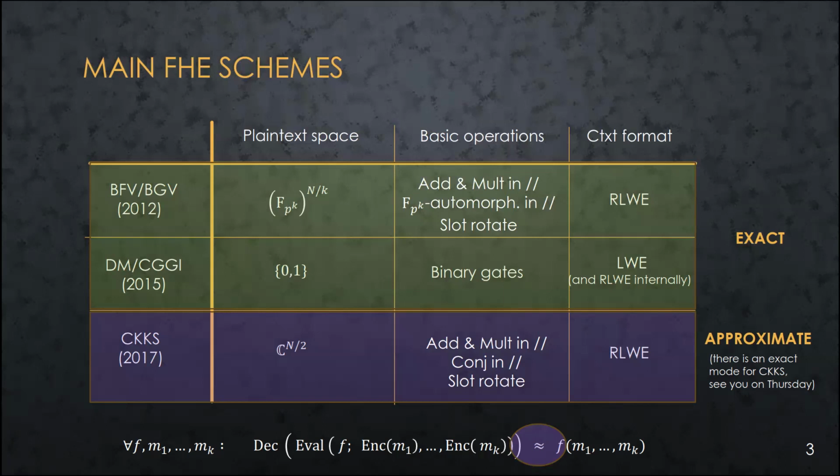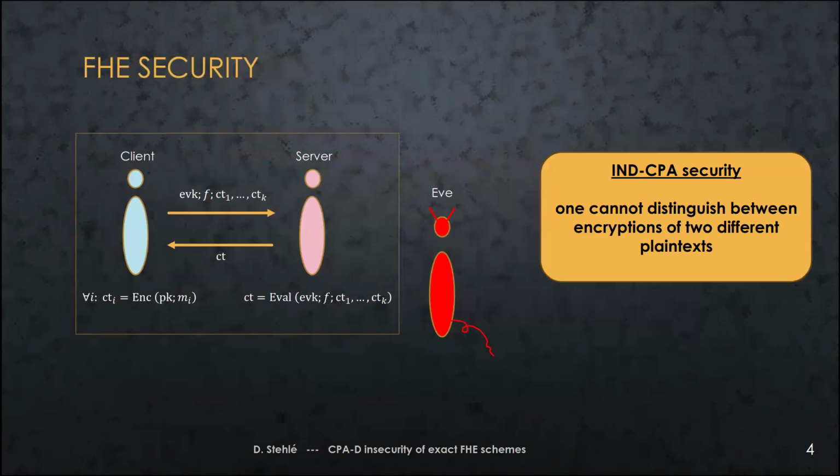Okay, so IND-CPA security is a basic security notion that we may be interested in for FHE. It's the same as for public key encryption. Informally, the adversary cannot distinguish between encryptions of two different plaintexts of the adversary's choice.